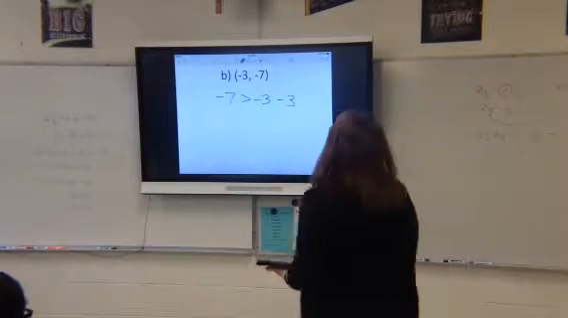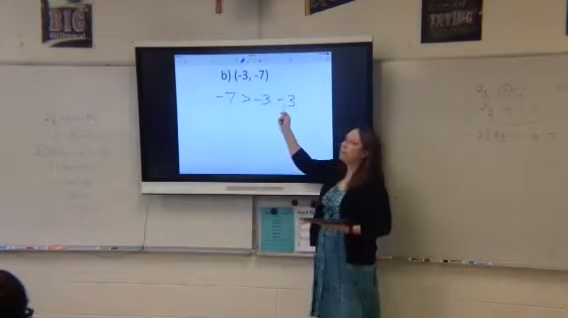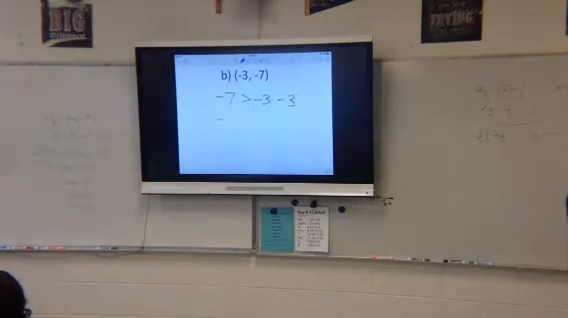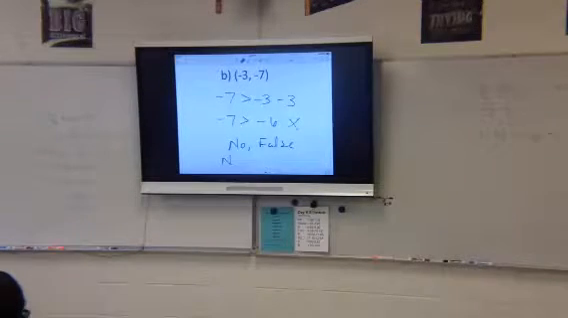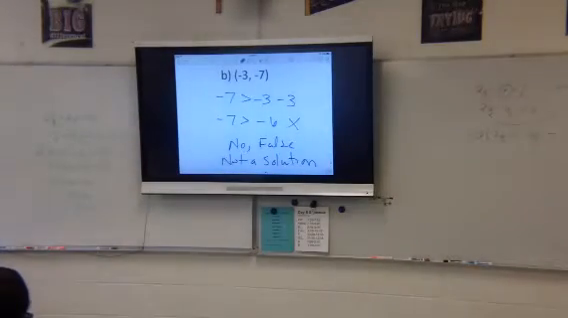Okay, so let's look at this. You can see I already plugged it in. Negative 7 is greater than negative 3 minus 3. Well, what is negative 3 minus 3? Okay, so is negative 7 greater than negative 6? No. So you can put an X. You can put false. You can even put not a solution. I don't care, just something that tells me that this does not work. Any questions on that?